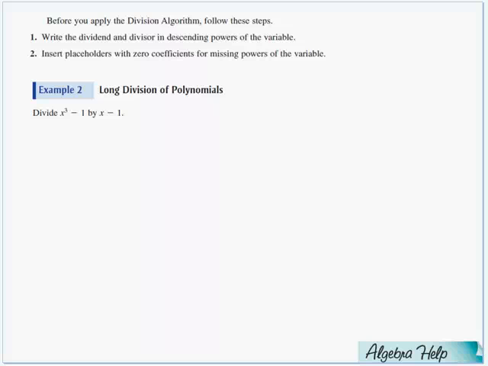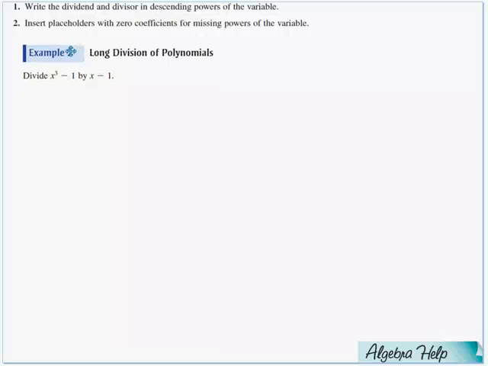If you go back through the first video or the first couple examples we did, or even the huddle problems from that video, every power of x was represented. Like here in example 2, when we look at this example, it says divide x cubed minus 1 by x minus 1. And notice here we have our high power is x to the third. There is no x squared. There is no x. And then it just goes right to the constant.